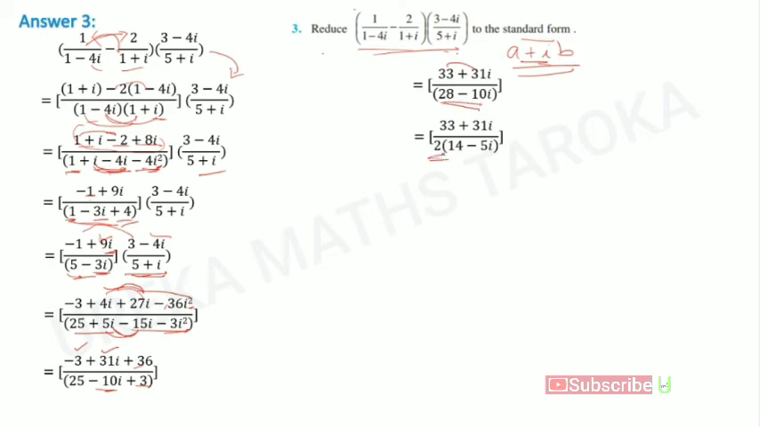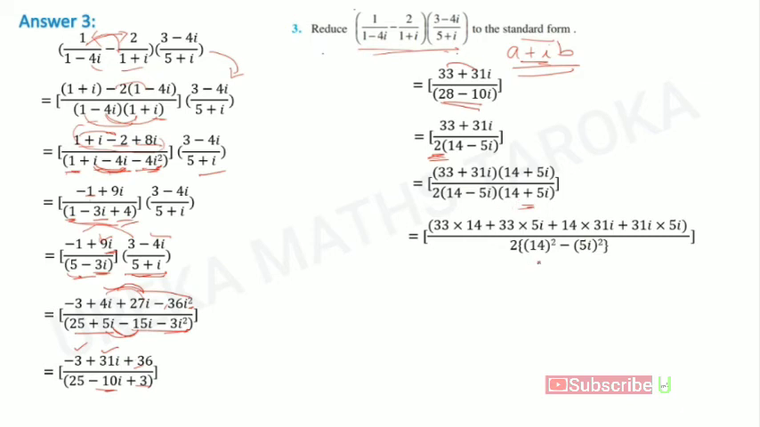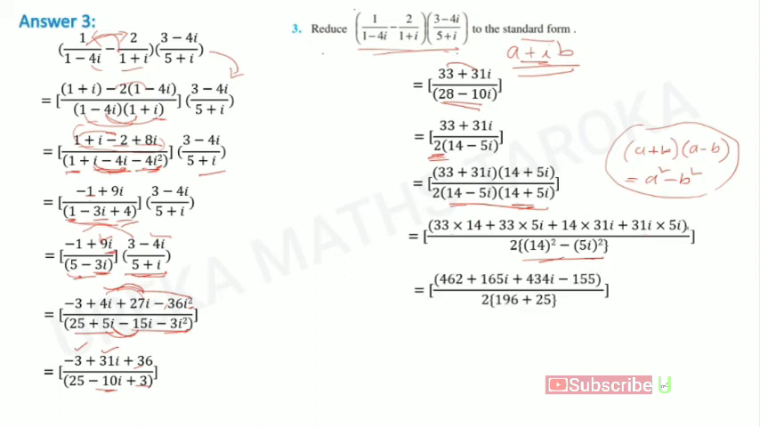Now 2 is taken common in this one. Then multiplying by 14 plus 5i, numerator and denominator both, right? Simplifying these things, we have 14 square minus 5i square, using the formula a plus b whole into a minus b is equal to a square minus b square. This formula has been used here for multiplying these two, and in the numerator we are applying normal multiplication. So this much we have got, and simplifying this numerator we have this, and in the denominator this part. So 2 into 21, and simplifying we have this much, and writing in a plus ib form we got this. Okay, so this is in our standard form.